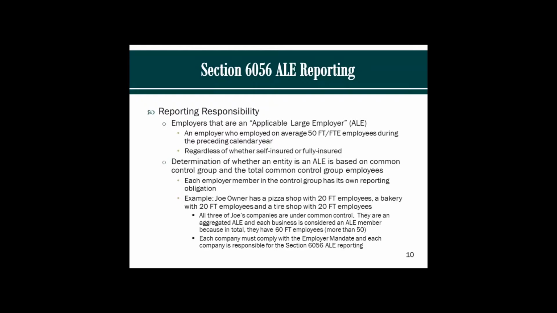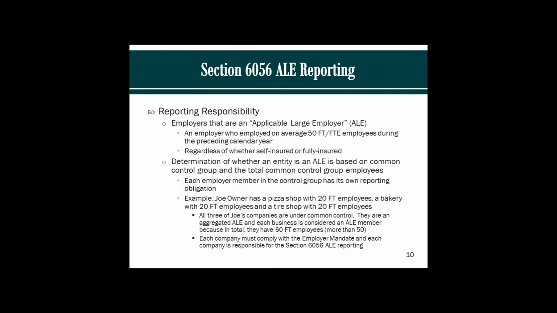So we've gone through 6055 rather quickly, but sufficiently. Now let's start talking about Section 6056. This is the applicable large employer reporting requirement. Under the employer mandate and 6056 reporting, an ALE is one who employed 50 or more full-time or full-time equivalent employees in the preceding calendar year.